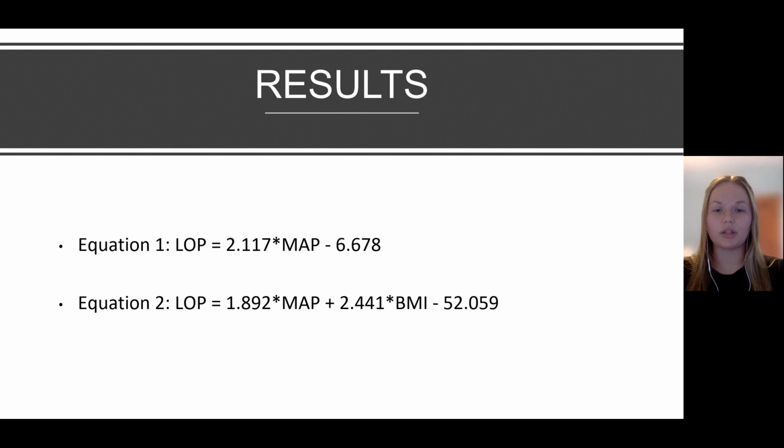Those equations that we formulated can be seen here. The first equation takes into account mean arterial pressure of the right arm. The second equation takes into account both mean arterial pressure of the right arm and BMI of an individual to predict limb occlusion pressure.